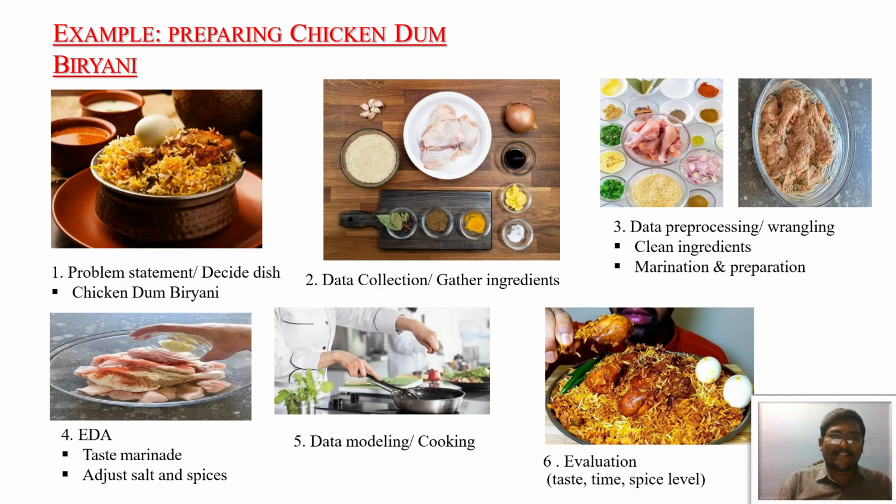Here, let's see how data wrangling helps in making a dish. Let's see with this example: preparation of a chicken dum biryani. Firstly, the problem statement is decided. It means what dish has to be made. The dish is chicken dum biryani. It is the first step. What we see is that the problem is defined.